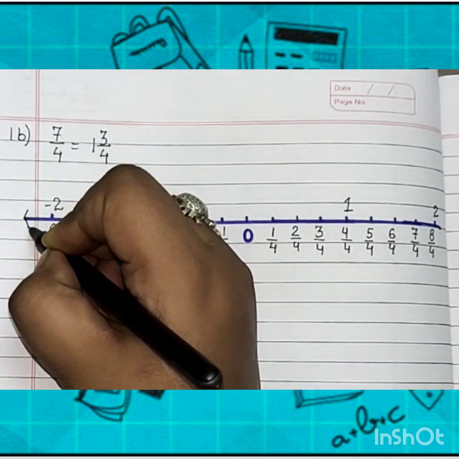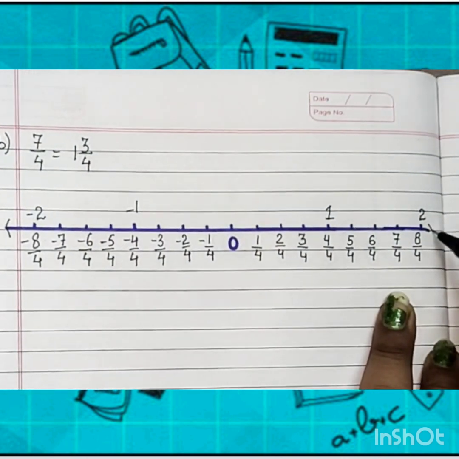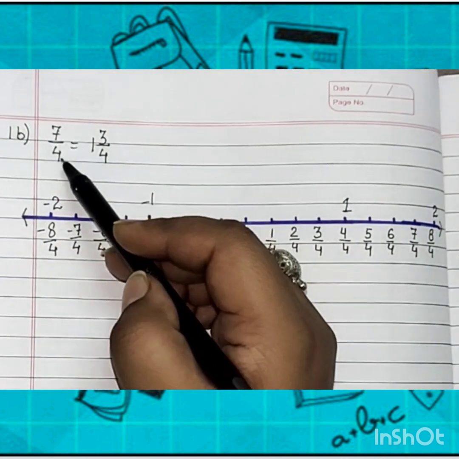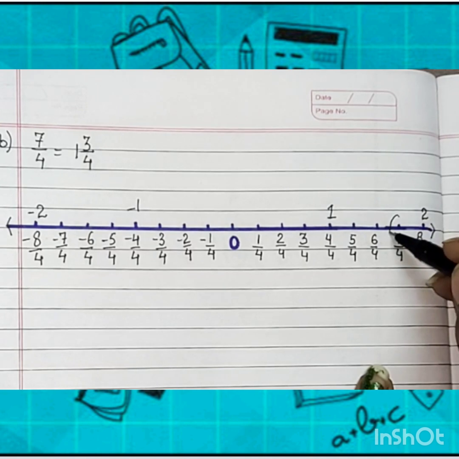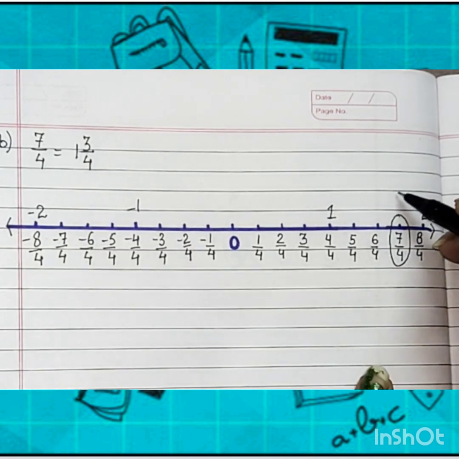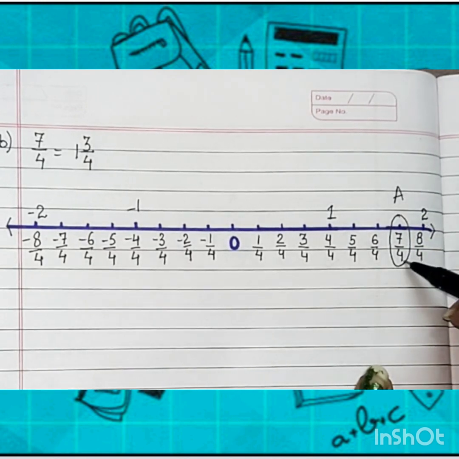So we will put arrows on both sides. Is it clear? Now 7 upon 4. This is 7 upon 4. Write it as A. And A represents 7 upon 4 on the number line.